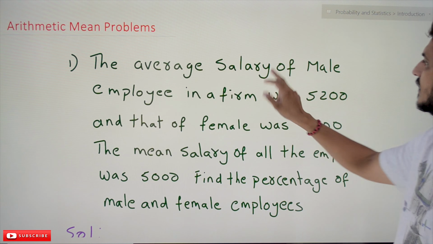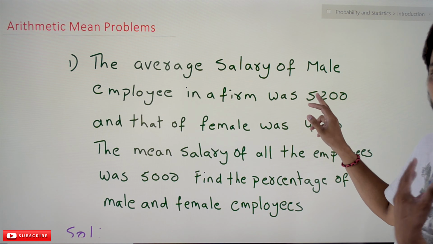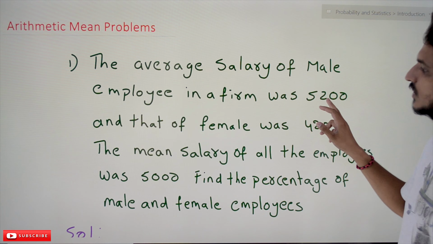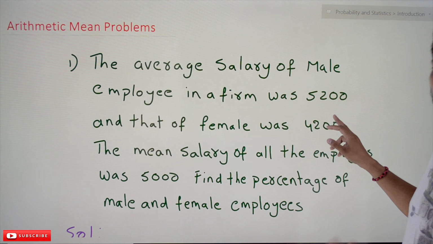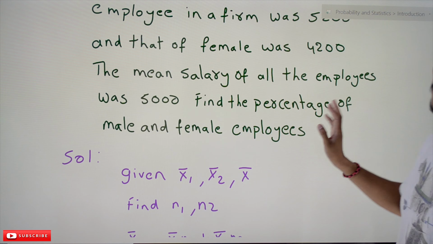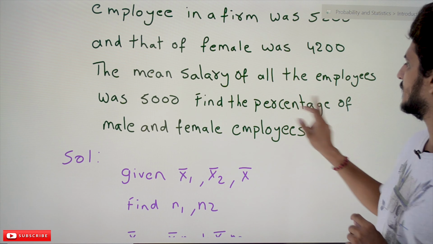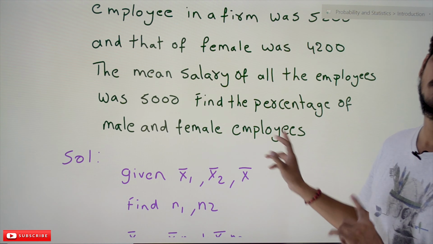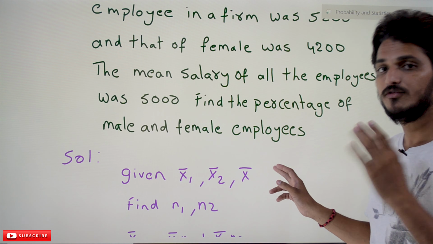The average salary of a male employee in a firm was 5,200. It was given that the average salary of the male employees was given and that of female was 4,200. Female employees' average salary is also given. The mean salary of all the employees, the total mean, is also provided. Find the percentage of male and female employees. They are trying to ask what's the percentage of male and female employees.